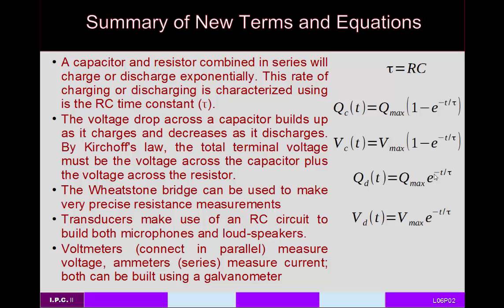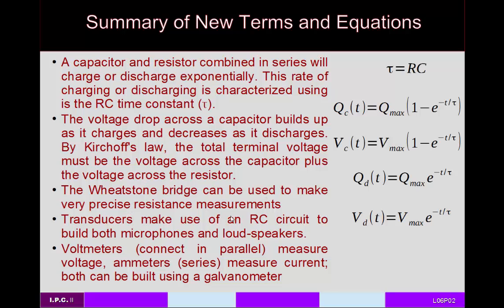Similarly, if you're discharging it, you get that the charge as a function of time is the maximum charge times e to the negative t over tau. Maximum charge is the charge that the capacitor has when it begins discharging. Similarly, the voltage drop across the capacitor while it discharges is the maximum voltage drop times e to the negative t over tau. Again, this maximum voltage drop is the initial voltage drop on the capacitor.